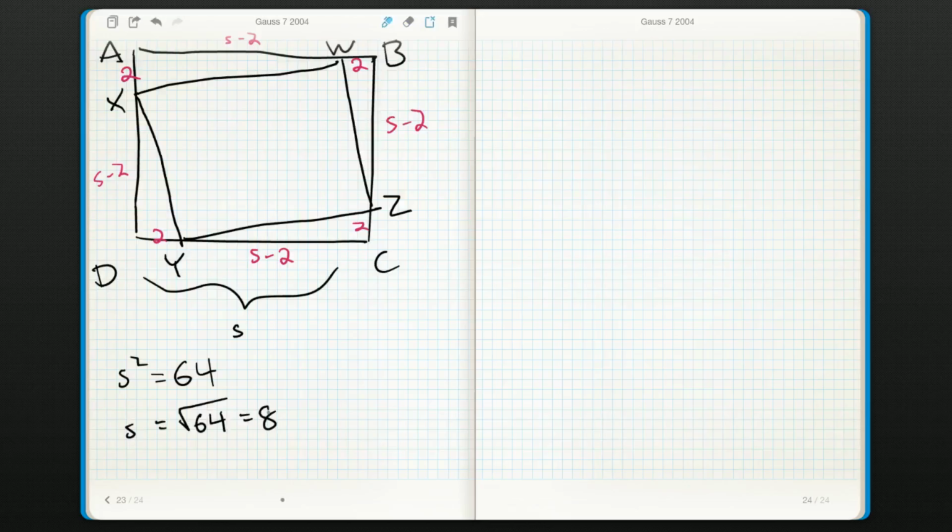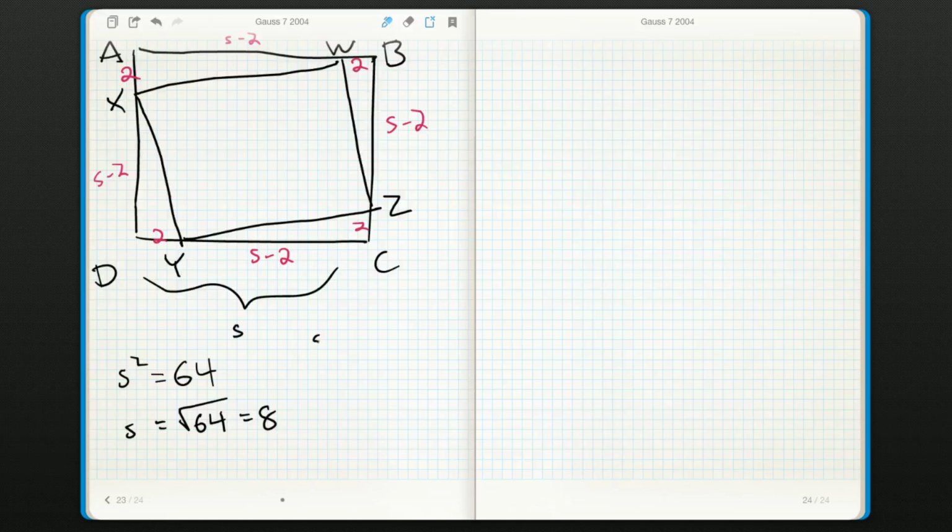I usually say, know your squares up to maybe 20 squared. 30 squared is good too. But for the grade 7 Gauss, up to 20 is definitely enough. Maybe for later contests, if you were going into the Fermat, I'd say know your squares up to about 32 squared, 33 squared, because those are the ones that are just over 1,000. So the side lengths of the big square ABCD must be 8.